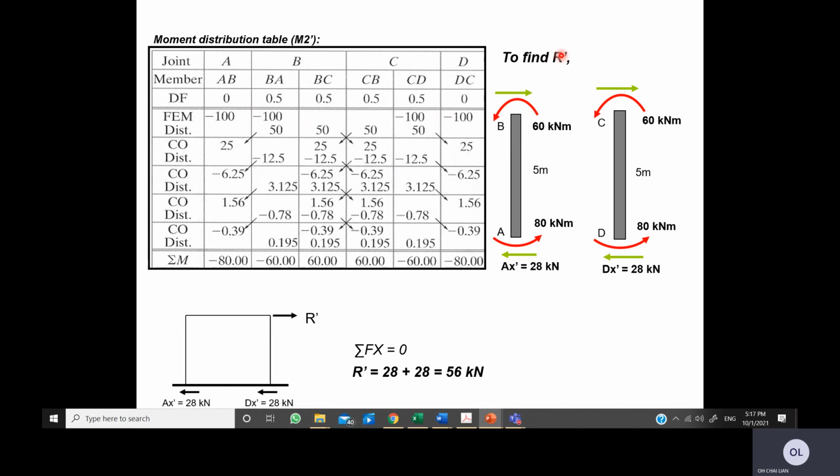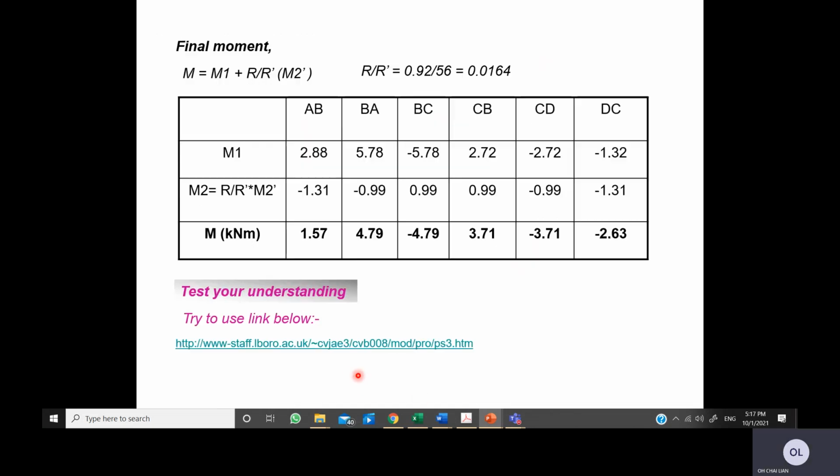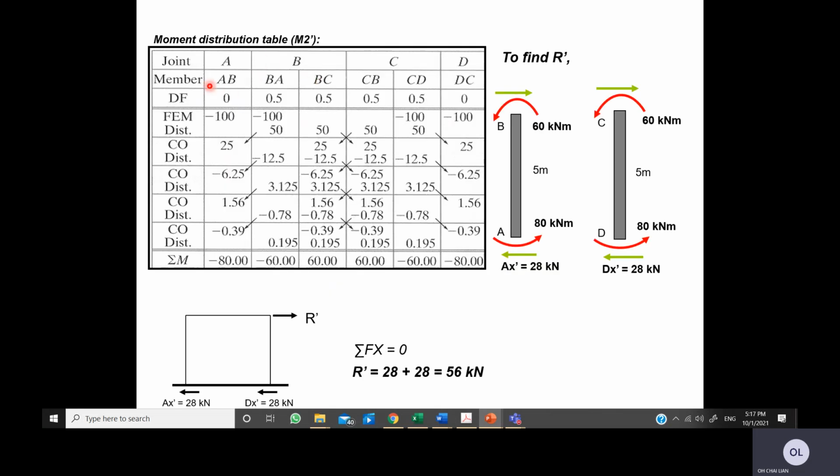How to get the R prime value? It will be the same as how you determine your R, meaning you are solving the equilibrium of the structure in order to get this R prime. Once you get the R prime, we are going to apply the formula: M equals M1 plus the correction factor or ratio, R divided by R prime, multiplied with M2 prime. So in this table, the moment we get here is M2 prime.